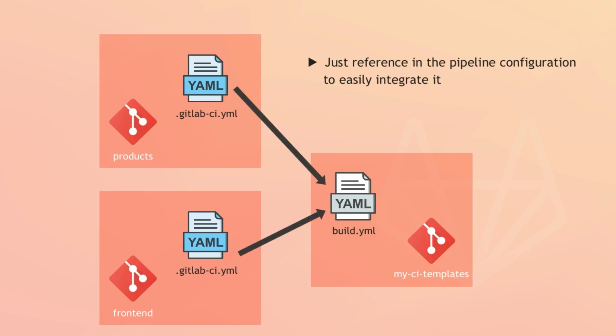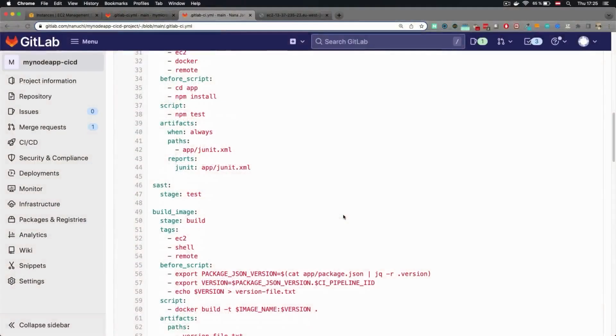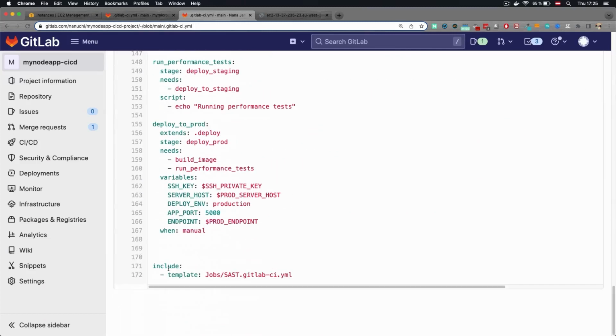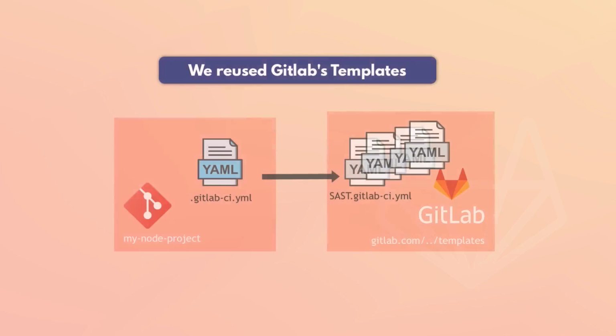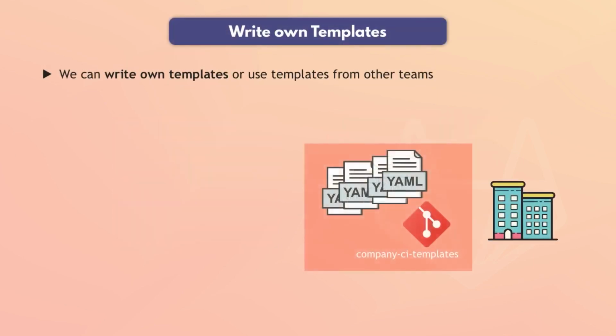And by the way, we already saw an example of using job templates in our pipeline configuration. Remember the SAST job that we reused in our pipeline from the GitLab's managed repository, which we included using this template keyword? Well, in that case, we reuse the configuration template from GitLab's managed template repository. But we can write our own templates as well, or use templates from other teams, for example.